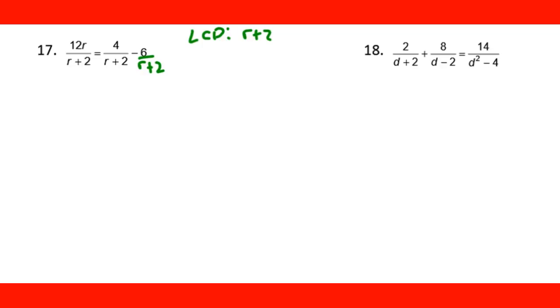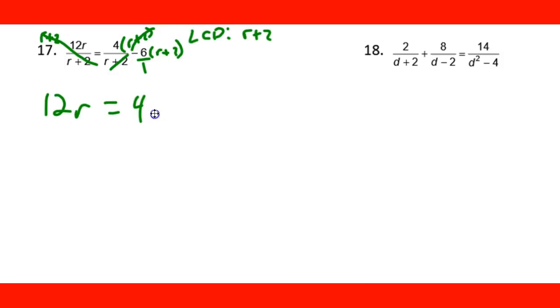Now, don't write this here, and I'm going to show you why. We're going to use this to eliminate the fraction. So what I do is multiply every numerator by r plus 2. Every single numerator, even this negative 6 is a numerator, because remember that's over 1. So r plus 2 cancels, and I'm left with 12r. Over here, r plus 2 cancels again, so I'm left with 4. And right here, I have negative 6 times r plus 2. Now there are no more fractions, and we can just solve for the variable.